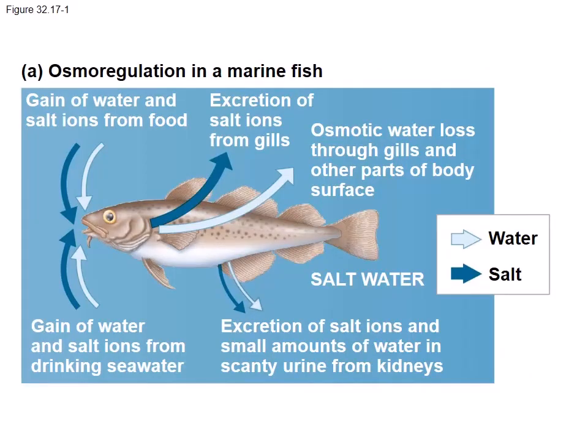So here's just a picture of osmoregulation in a marine fish. Again, their challenge is going to be too much salt, not enough water, so they're going to have to excrete salt from their bodies and try and keep as much water as they can. They're also going to lose water through their gill surfaces and other parts of their body, so their goal is to keep water and get rid of excess salt.